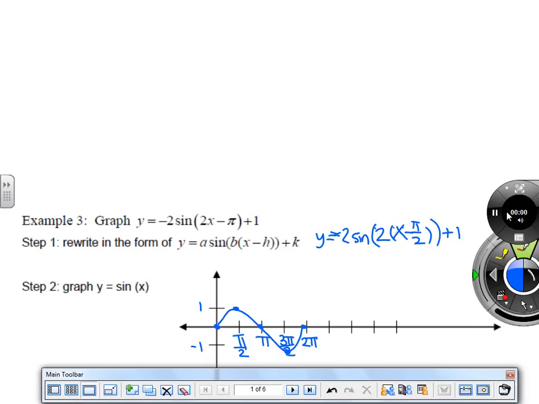So if there is a horizontal reflection, that B value is negative, the first thing you would do is flip this to the other side of the y-axis. Okay? We don't have that, so then we're going to go through the other transformations.